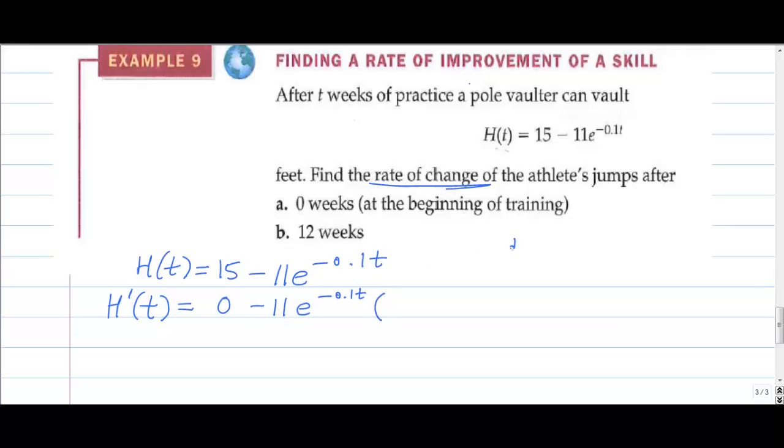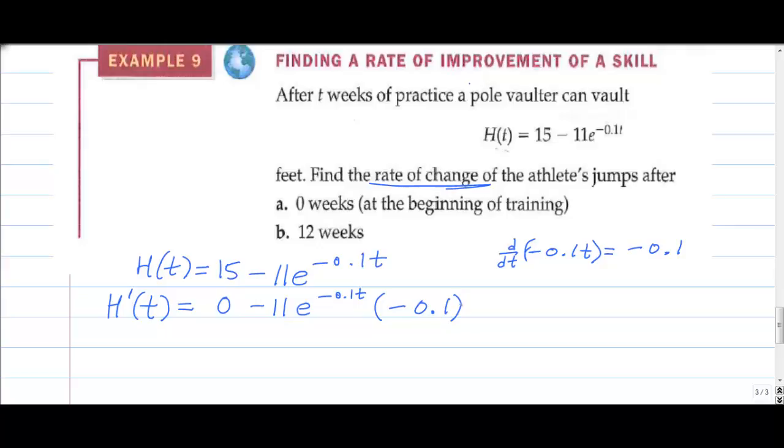Well, the inside is negative 0.1 t. So the derivative of something times a variable is just like the derivative of 5x is 5. So the derivative of negative 0.1 times t is just negative 0.1, because t is my variable. So the derivative of the inside is going to be negative 0.1.